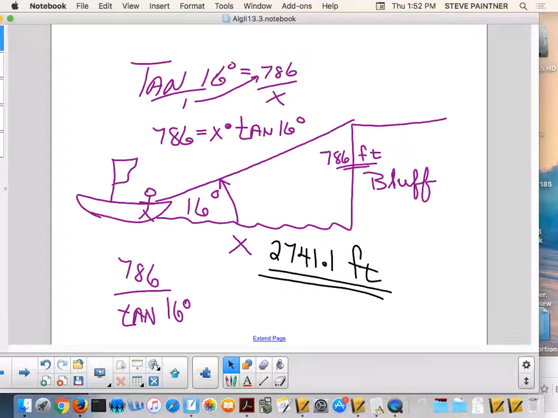Hey guys, open your yellow packet now and get going. If you have questions, come to my desk. Okay, can I get everybody over here? This is 13.2 now. There you go.